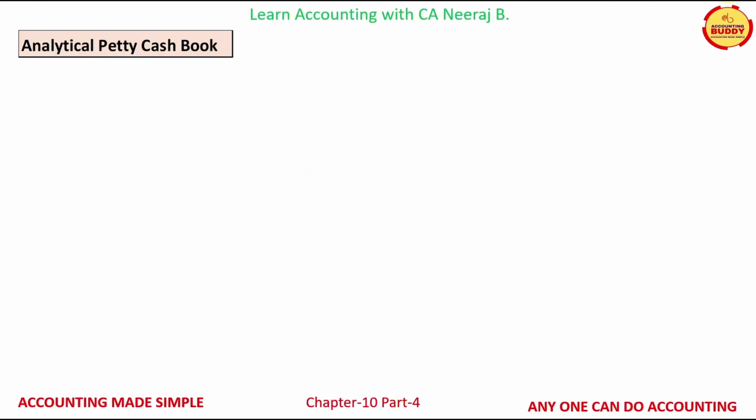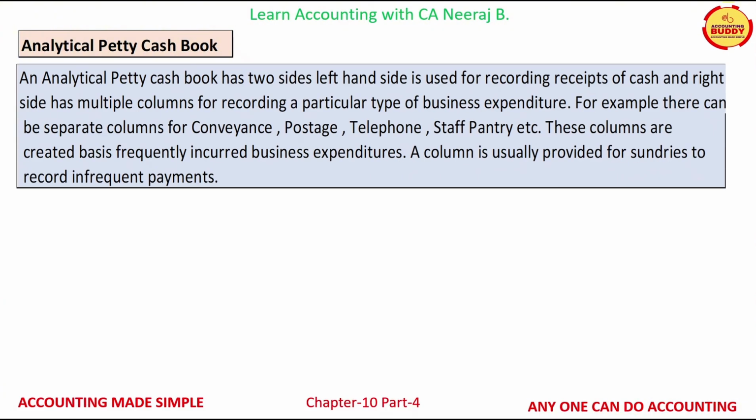Let us learn about the analytical petty cash book. An analytical petty cash book has two sides. The left hand side is used for recording receipts of cash and the right hand side has multiple columns for recording a particular type of business expenditure. For example, there can be separate columns for conveyance, postage, telephone expenses, staff pantry expenses, etc. These columns are created based on frequently incurred business expenditures.